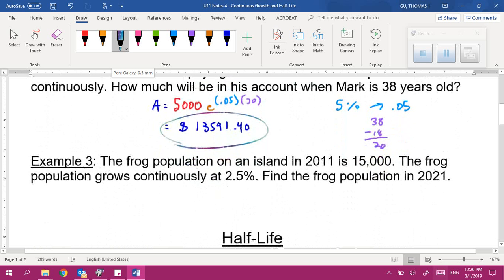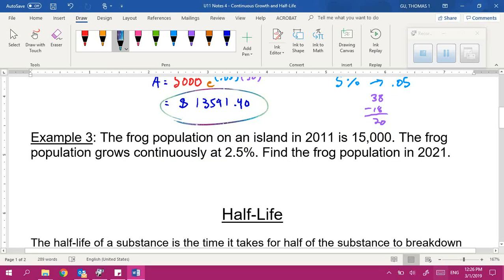All right, the third and final question is about the frog population on an island in 2011 is 15,000. The frog population grows continuously at 2.5%. Find the frog population in 2021. So what are we looking for? We're looking for big A. So what is my starting amount of frogs? 15,000 frogos.